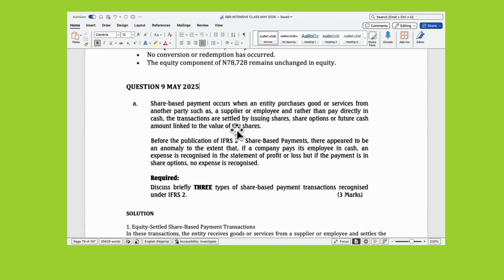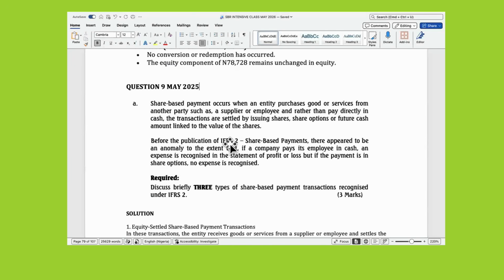So, this question is a clear description of what share-based payment is all about. He has explained the core principle behind share-based payment. Because share-based payment is a form of payment also, where an entity settles goods or services in shares or share options or future cash amounts linked to the value of shares.